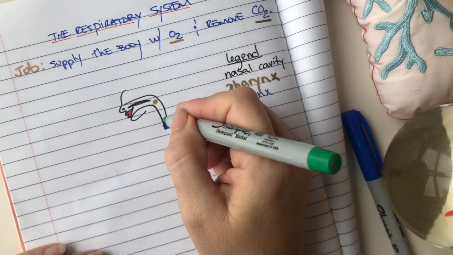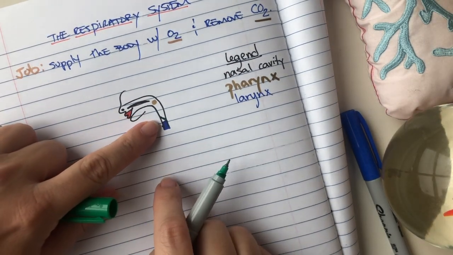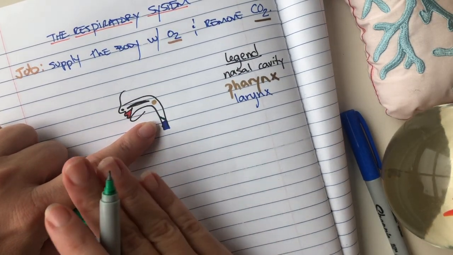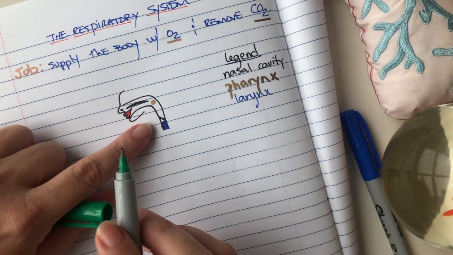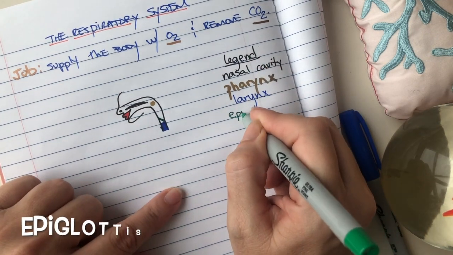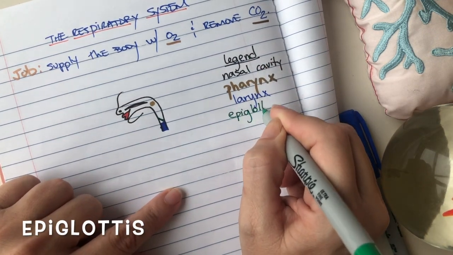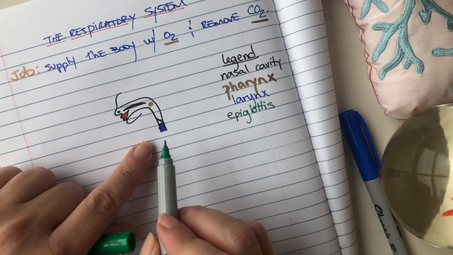Over here, there's a little flap on top of the larynx. That little flap is actually what controls whether you're breathing or eating, and it's called the epiglottis. Because there you have two tubes. I'm going to show you now.